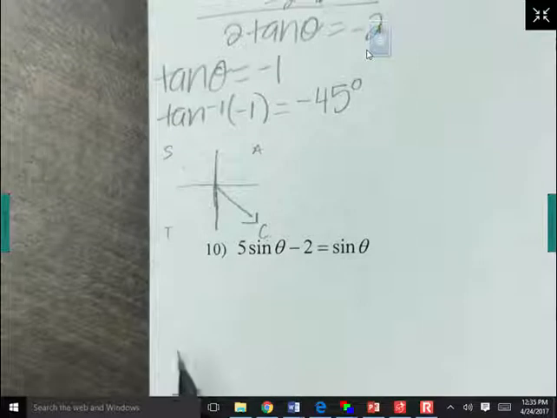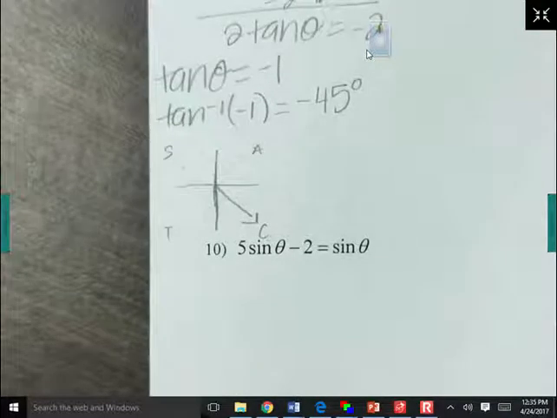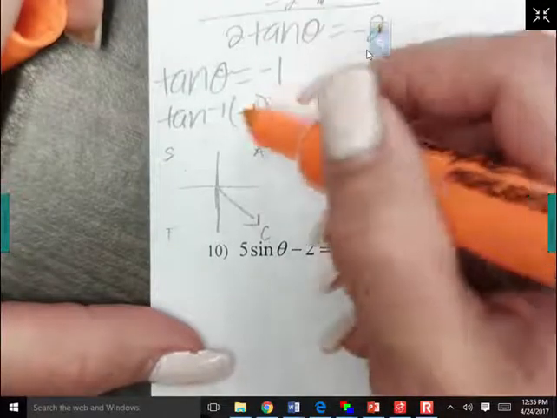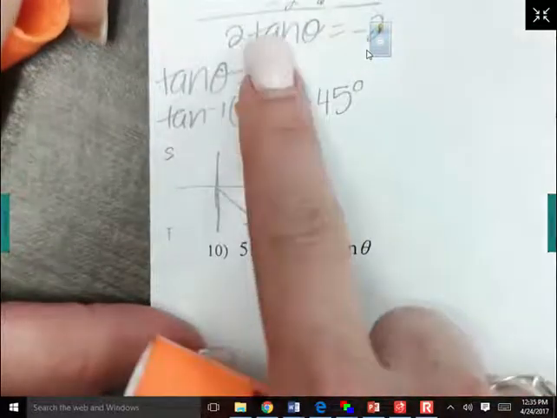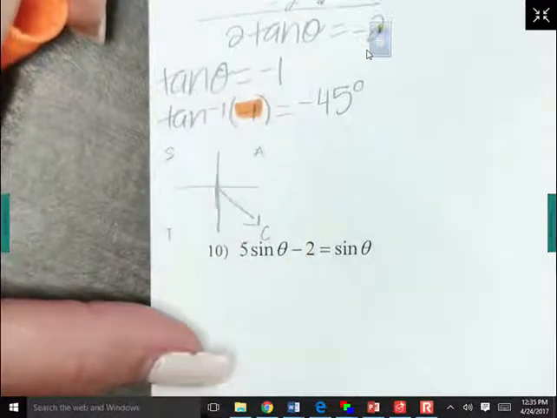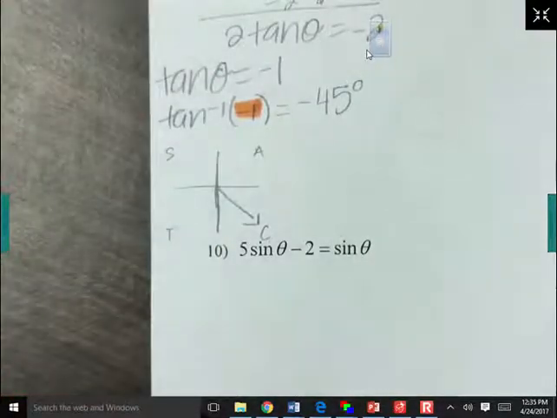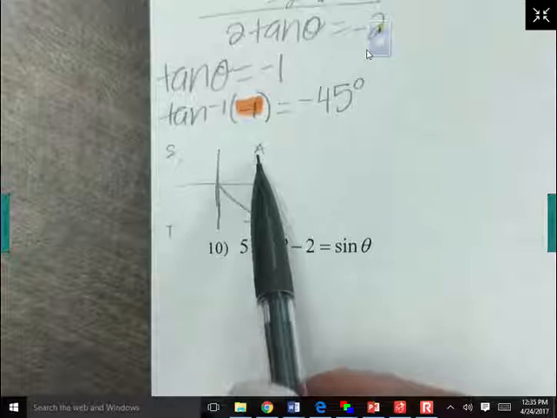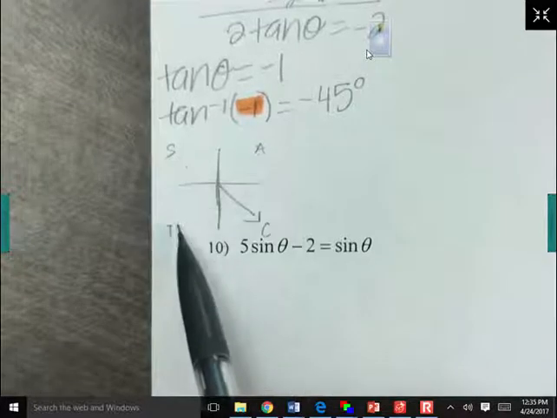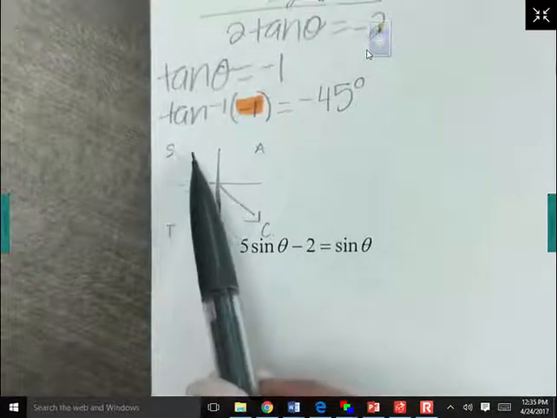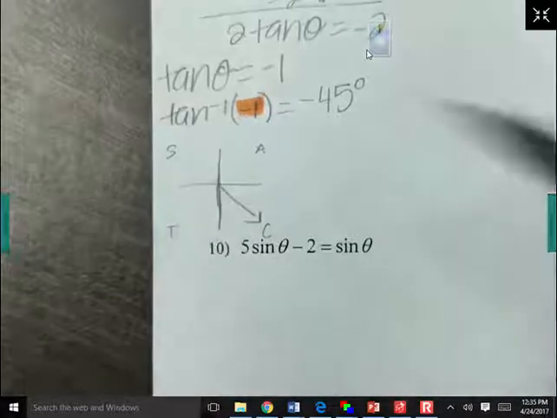Is our tangent negative or positive? It's negative because this is negative 1. We're saying the tangent of theta is equal to a negative. Well, the tangent is negative in the fourth quadrant, and what other quadrant is it negative in? The third, right, because it's not negative here. All of these are positive.